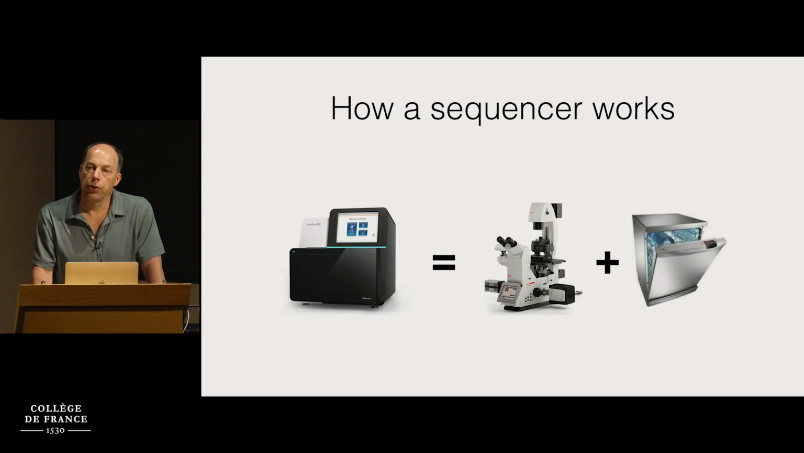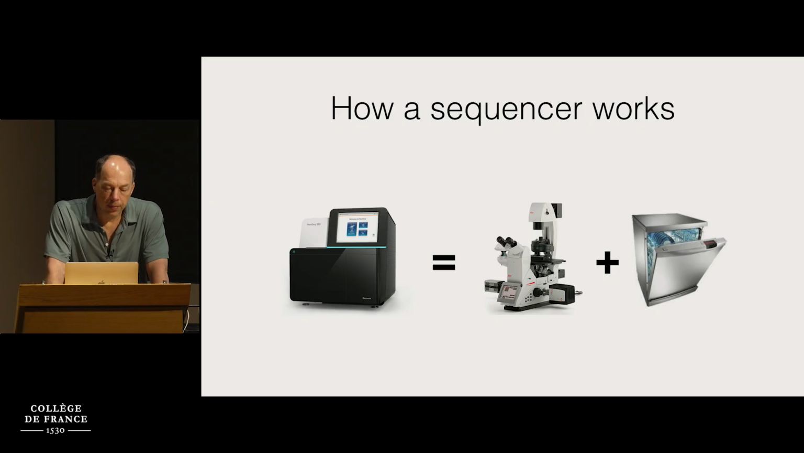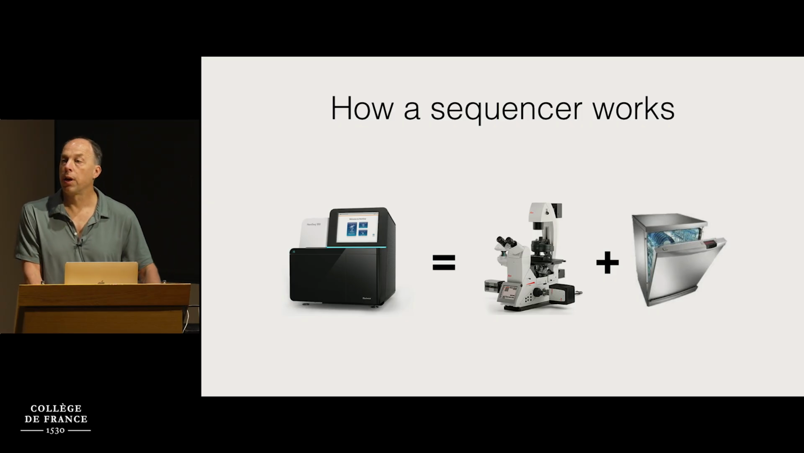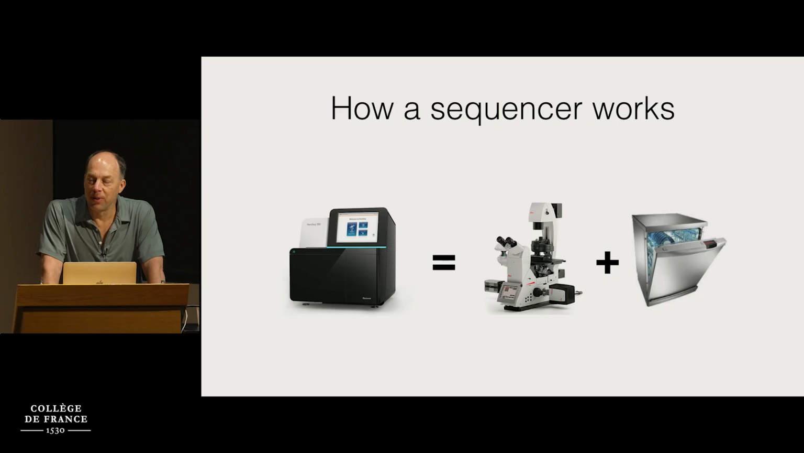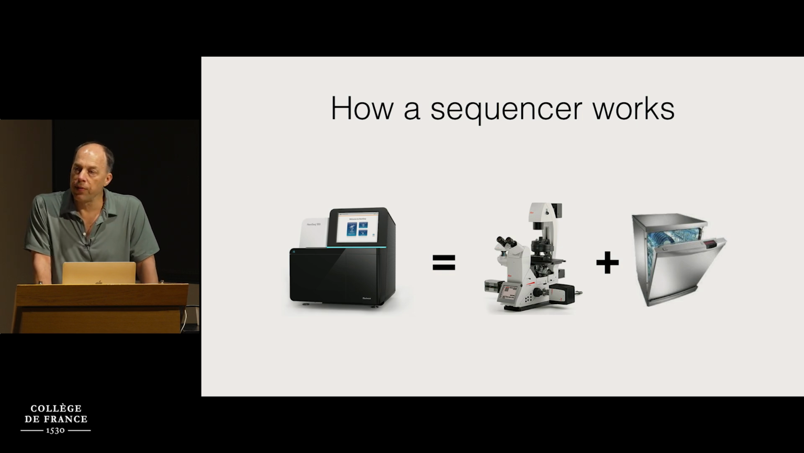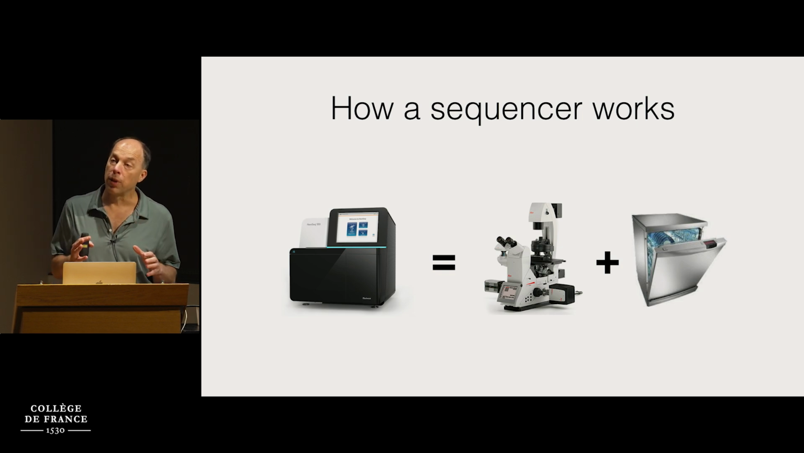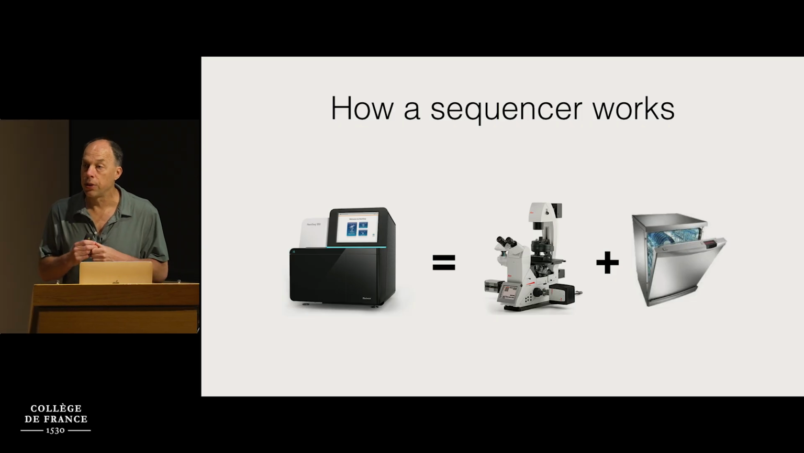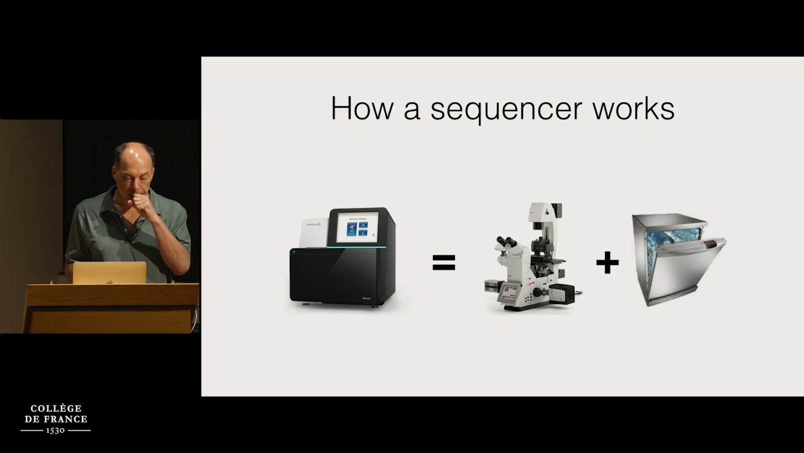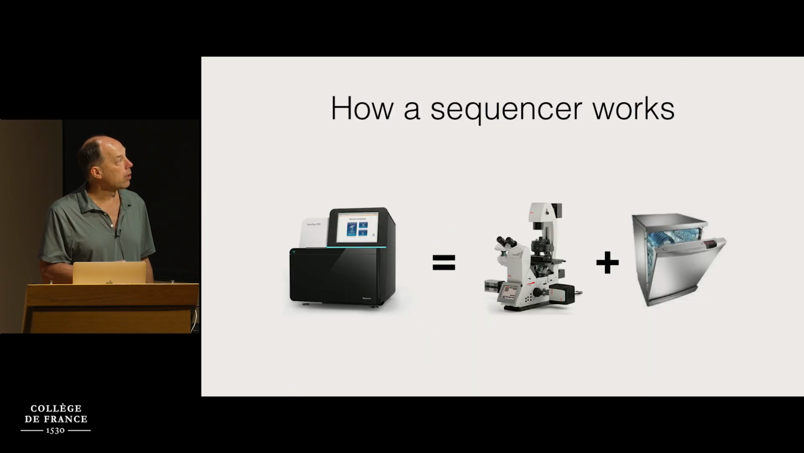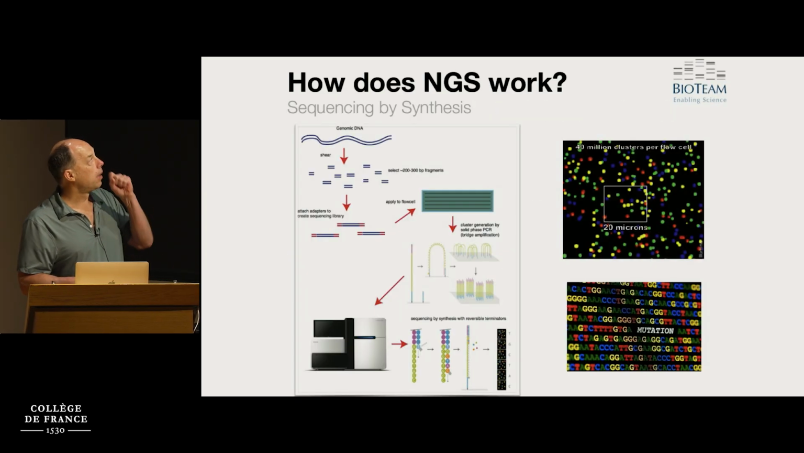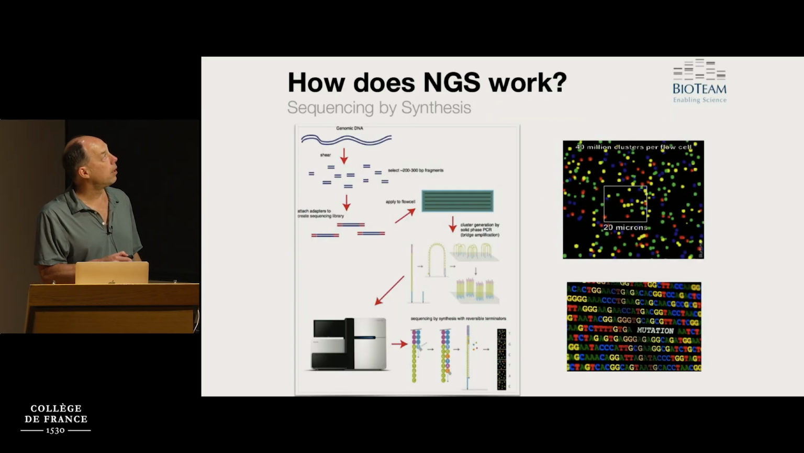So how do these sequencers work? The mental picture you should have of a DNA sequencer is that it's a microscope combined with a dishwasher. It's that simple in concept. This transition that broke through the throughput cost barrier was a real transition in sequencing when it went from being primarily a chemical process using separations technology to a primarily biophysical process using fluorescence imaging.